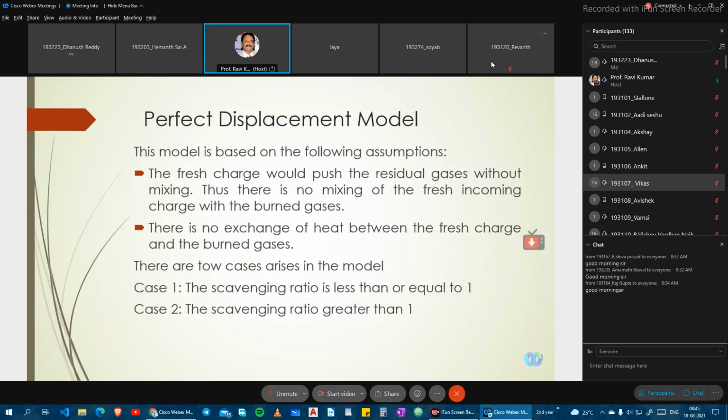In a four-stroke cycle, two revolutions of the crankshaft will be there. That way, in two-stroke engines, either diesel or petrol gasoline engines, these problems will recur because of the fast moving of the piston. There are two cases that arise in the model: one is the scavenging ratio less than or equal to 1, and the other is the scavenging ratio greater than 1. What happens in these two cases?